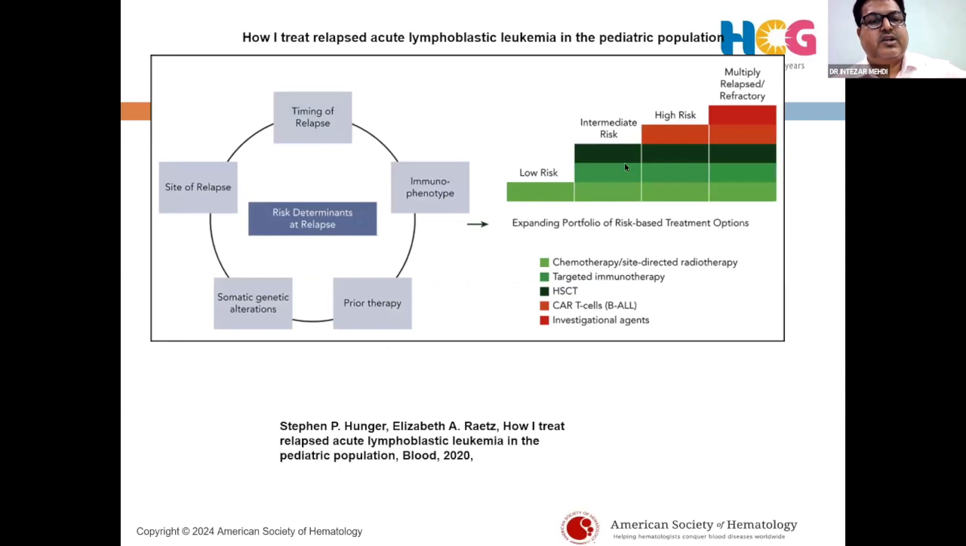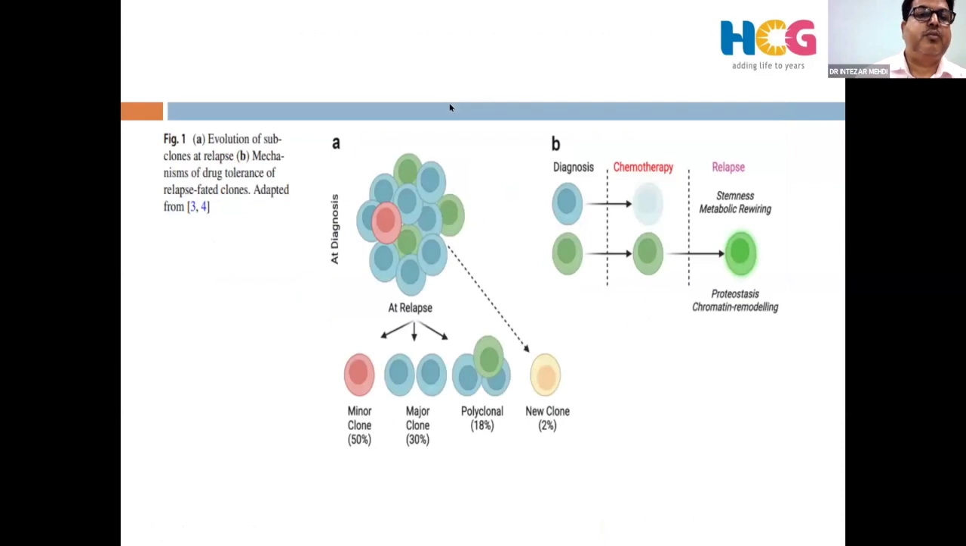So as I mentioned, these three factors, plus the somatic or genetic alterations and the prior therapy the patient has received, will decide how the patient is going to do. So if you classify the patients into low risk, then they may get away with only chemotherapy and site-directed radiotherapy. Intermediate risk patients will require chemotherapy and probably transplant. High risk patients will require transplant, and that is where RT or investigational agents will come. And then there are multiply relapsed patients where definitely immunotherapy, CAR T cells and investigational agents will come.